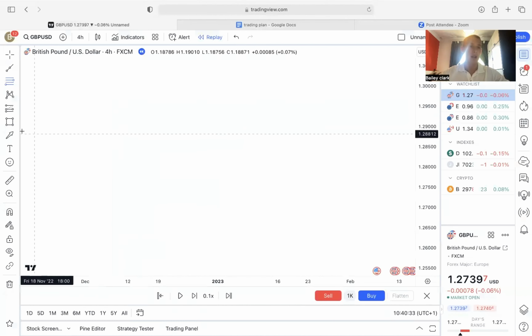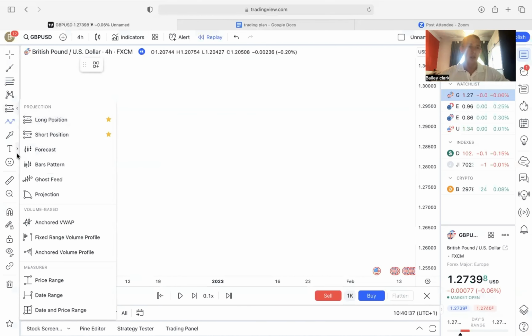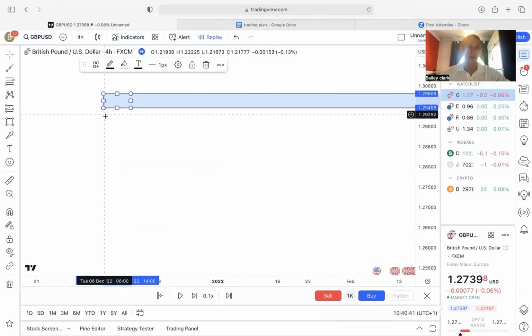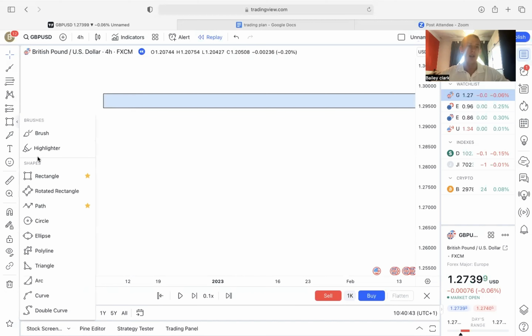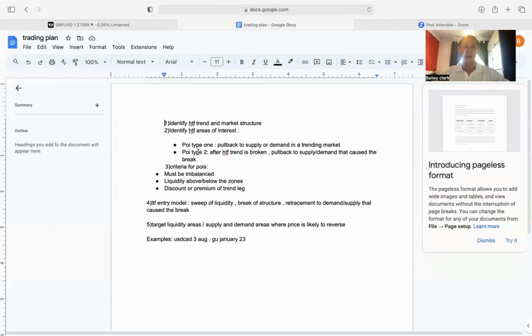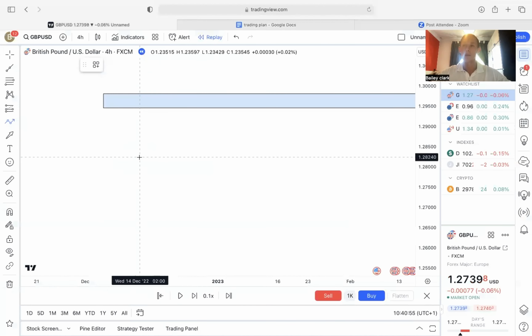So if I go ahead and draw that as a diagram to make it more simple, imagine that we have this area of supply on the higher time frame. That is our higher time frame point of interest. Like I mentioned, that was step 2 of the trading plan. Now we move on to step 4, which is the lower time frame entry model, and this is going to be the exact same thing every single time.